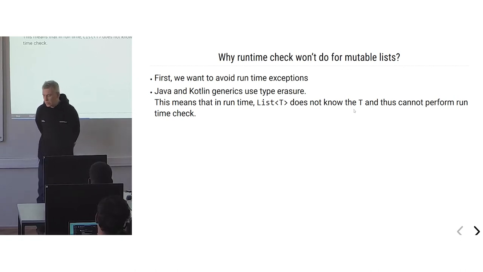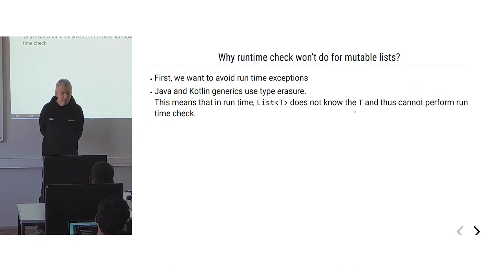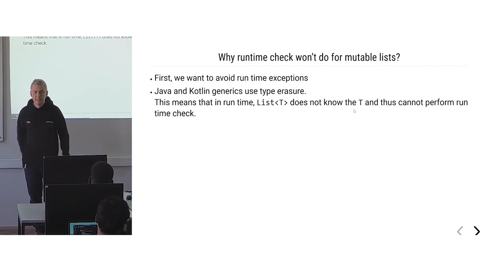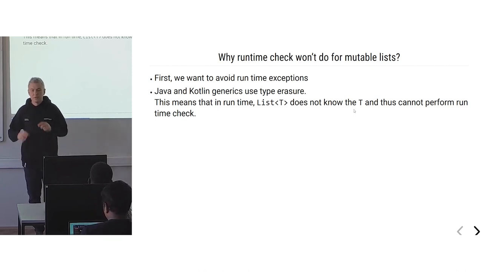Some of you might wonder why a runtime check won't do for mutable lists, like we do for arrays. First, we want to avoid runtime exceptions. Of course, still, the runtime exception workaround is not the best one, right? We want more compile-time errors, not runtime exceptions. But second, even if we agreed to these runtime exceptions, the problem is that in Java and Kotlin, and generally on Java virtual machines, generics use the thing called type erasure. And this means that at runtime, the instance of a parameterized class doesn't know its type parameters. It only knows them at compile time, but not at runtime.